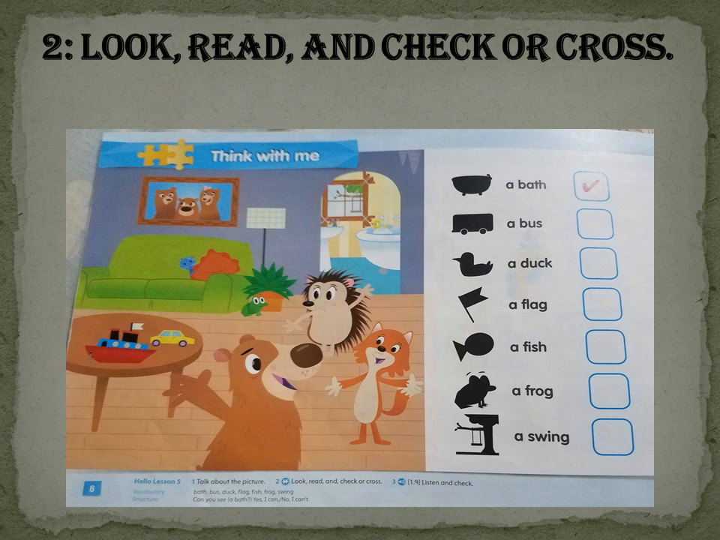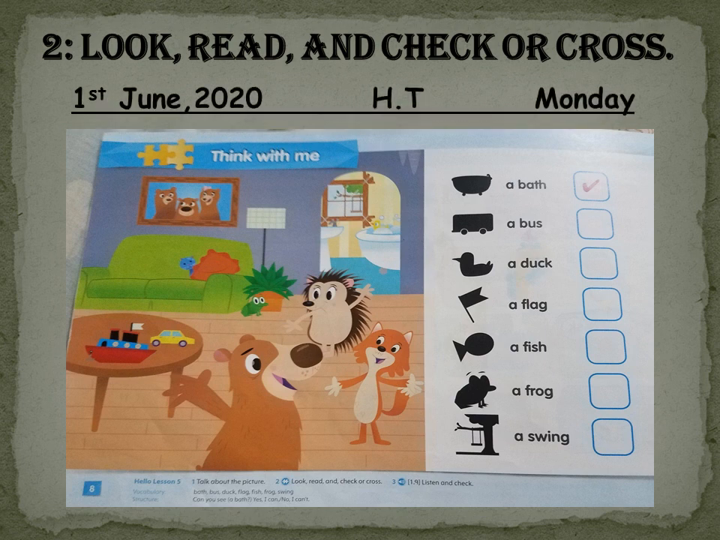Before doing this page, what do you have to do? You will write your date once again. 1st June, 2020, space, h.t, space, then Monday. You will write it at the top of the page, where there is a blue color. The arrow is telling you, write your date, hurry up.